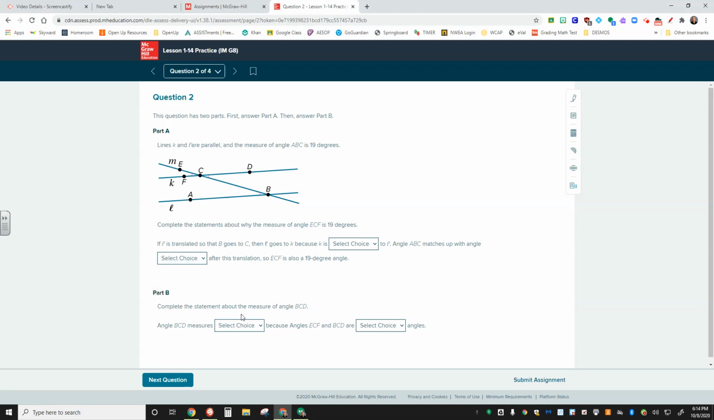Part B, we do the same thing, complete the statement about the measure of angle BCD. Measures out, and they have some angle measures here because angle ECF and BCD are what kind of angles? Are they adjacent or are they vertical?